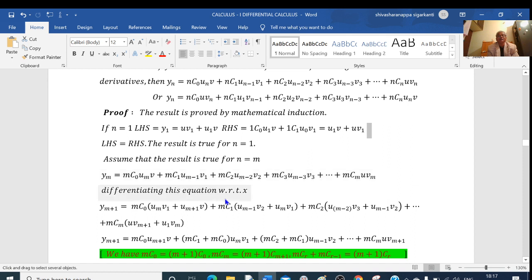Coming to the second term, mC1 is a constant quantity as it is. Again here applying the product rule. First function is u_{m-1}, derivative of v_1 is v_2, plus second function v_1 as it is, derivative of u_{m-1} is u_m. Okay, that just I have to add plus 1 to this suffix, plus.